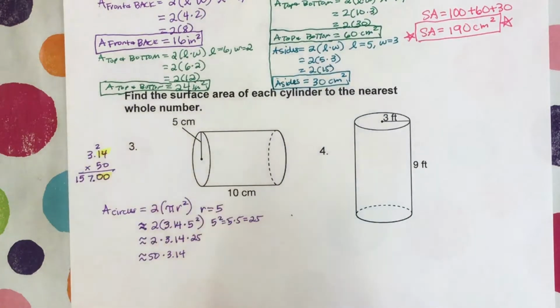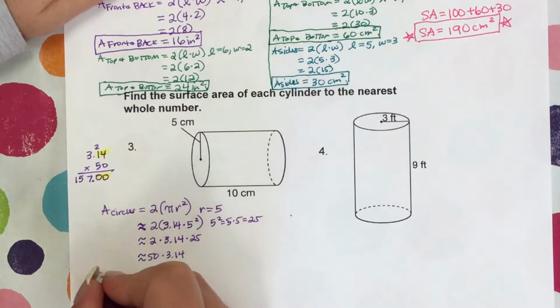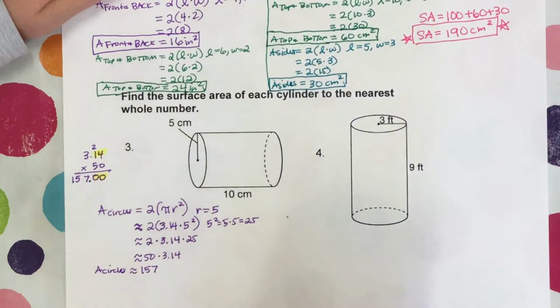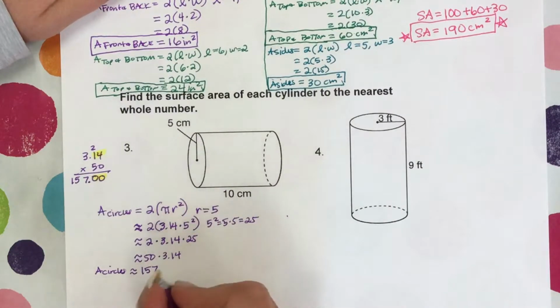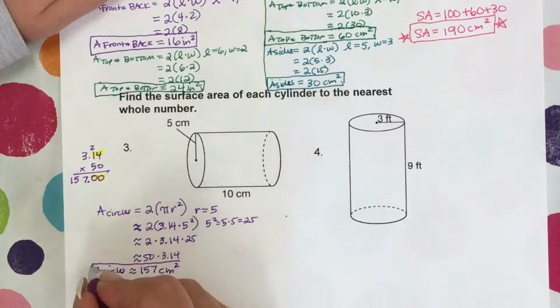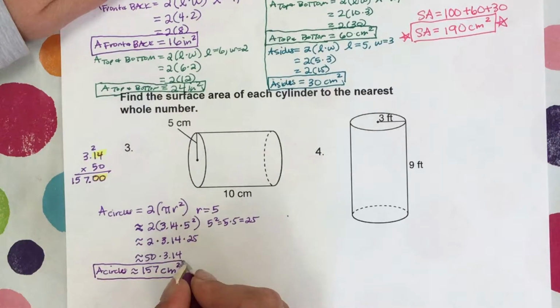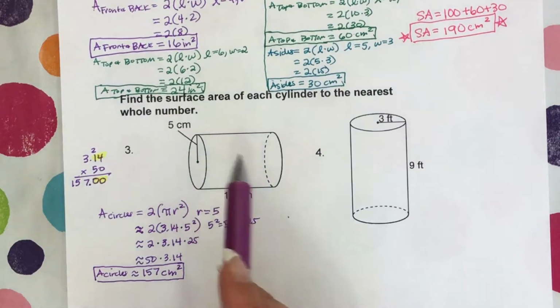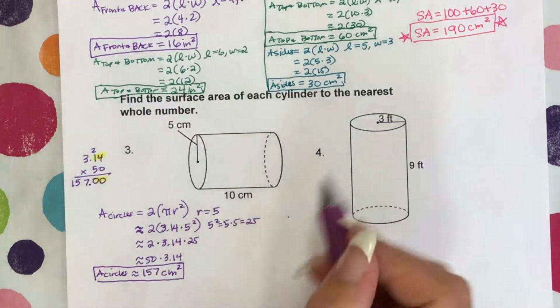So the area of the circles ends up being approximately 157 centimeters squared. Okay, so we have both the circles done. Now we need to go ahead and find the area of that rectangle.